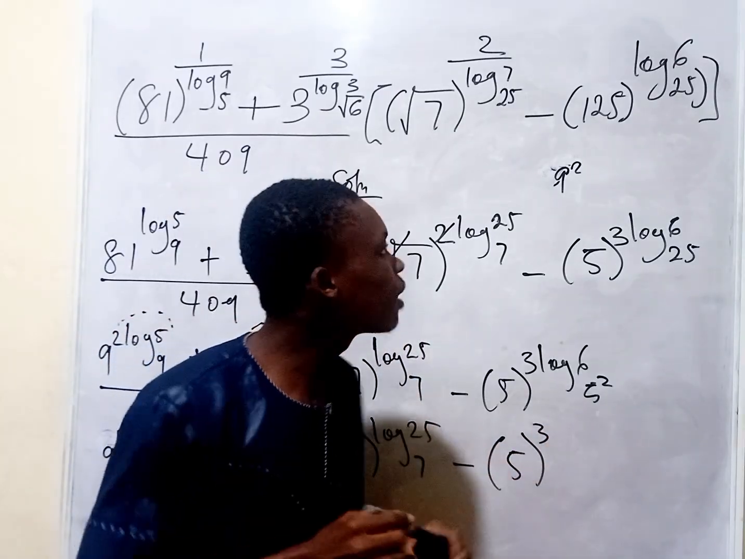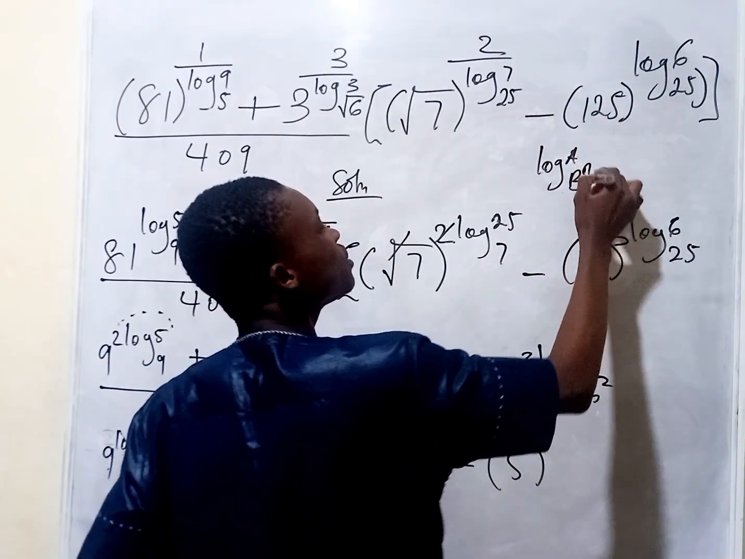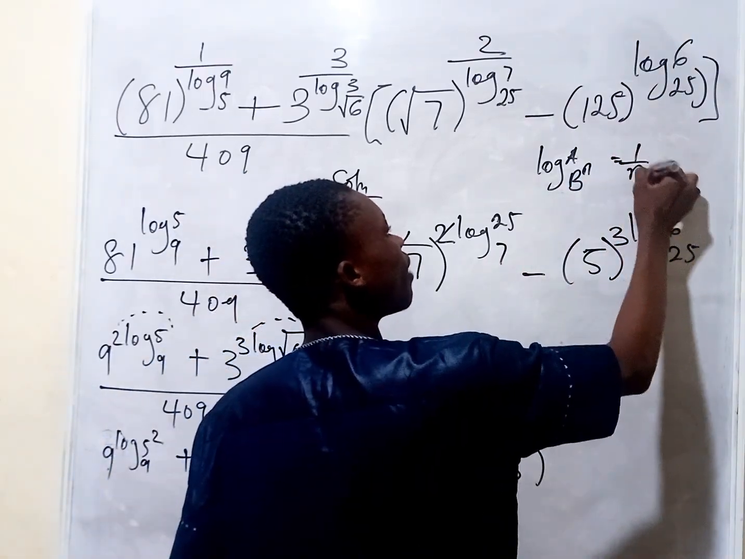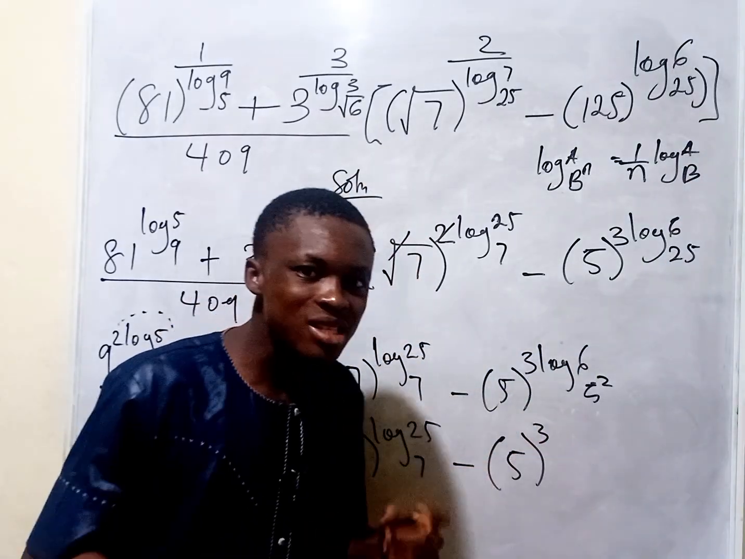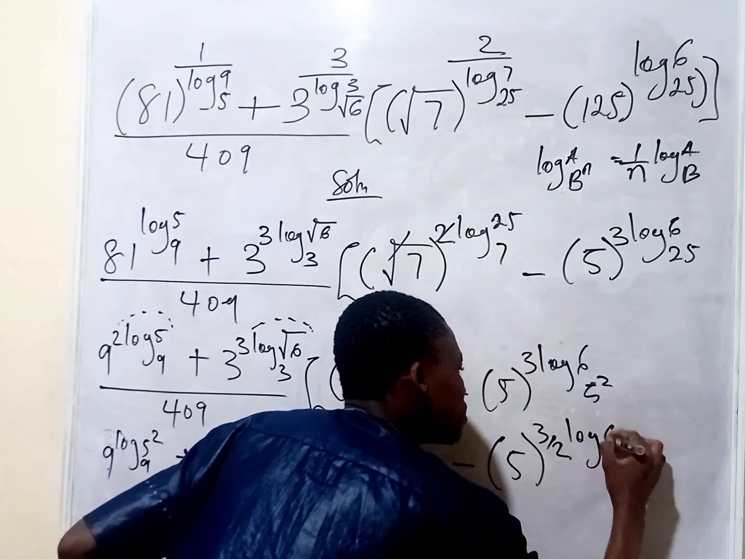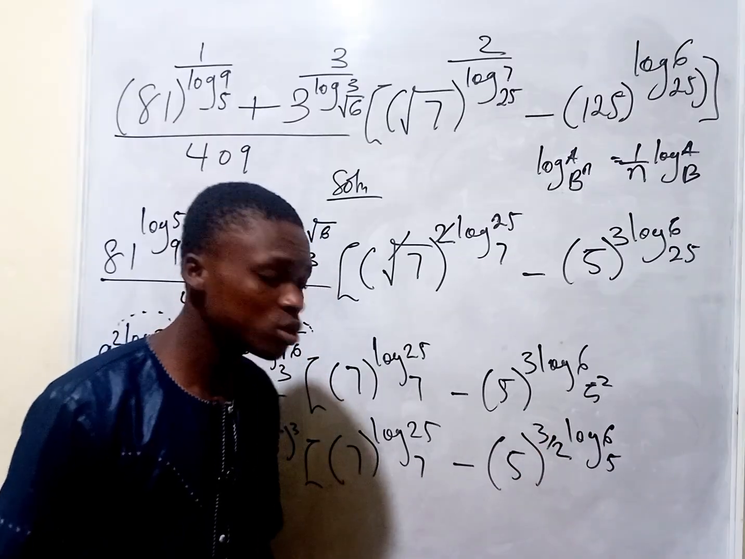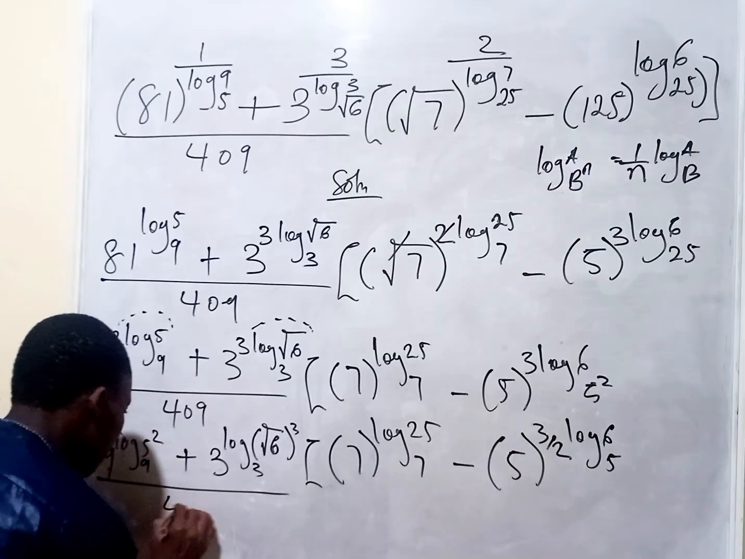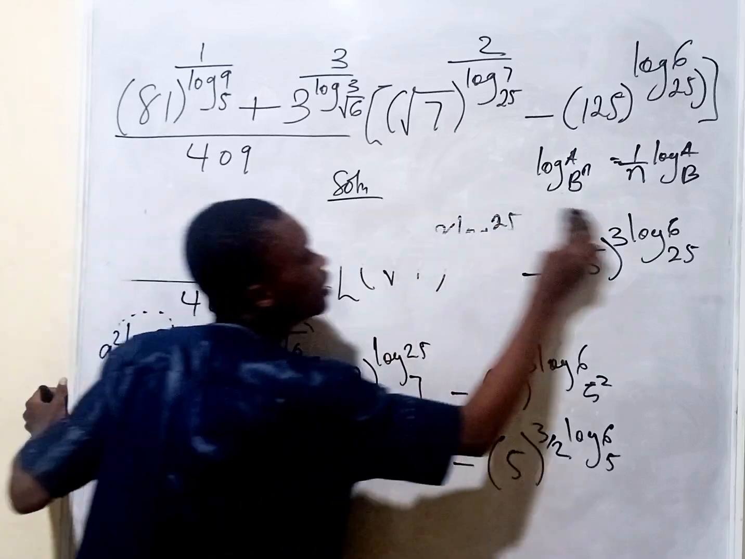Now we are going to use the base power law. The law states that when the base is raised to a power, the reciprocal is required. So this equals 1 over n log a base b. So from here, since this base is raised to a power, the reciprocal is also required. So it becomes 3 over 2 log 6 base 5, because here it becomes 1 over 2. So 1 over 2 times 3 becomes 3 over 2. So everything here is divided by 4 over 409. All right, let's dive in. Let's finish this.